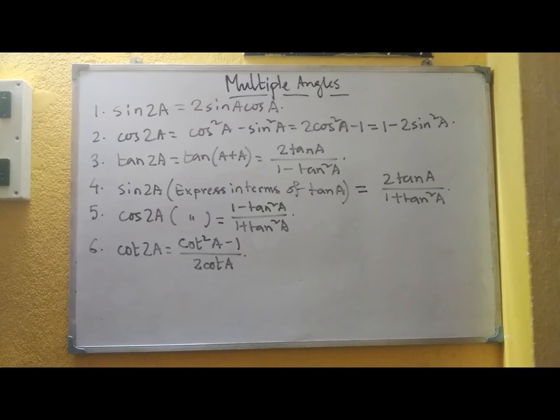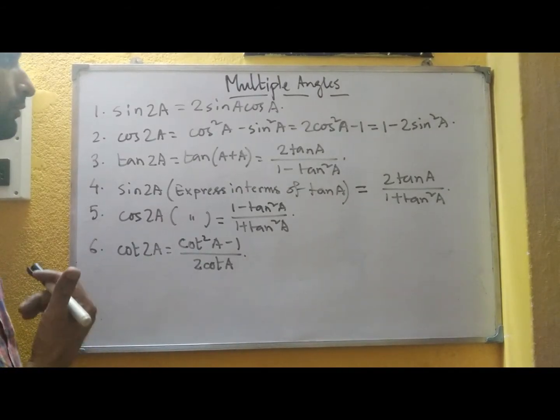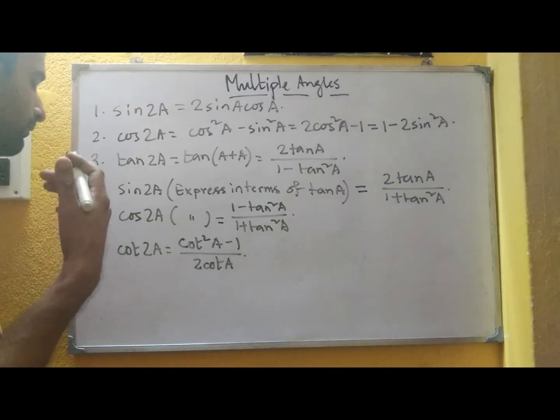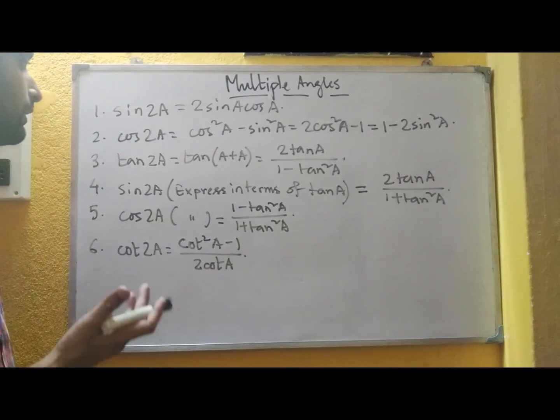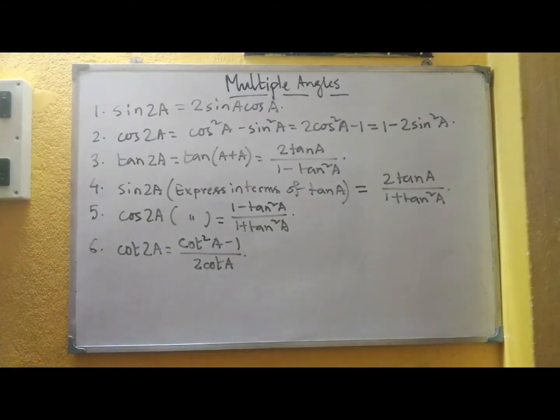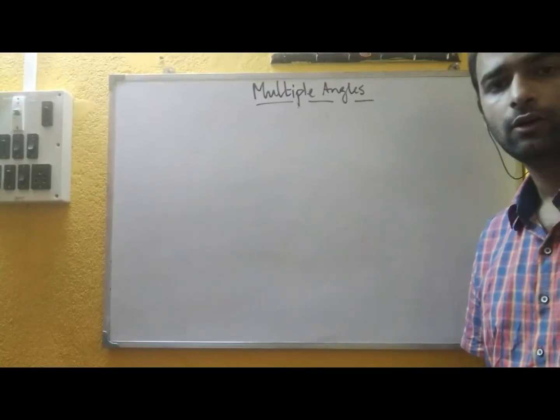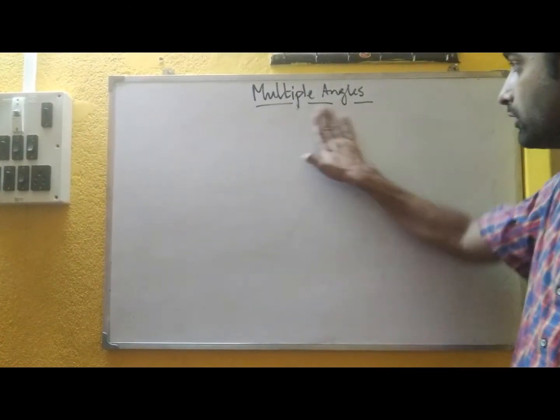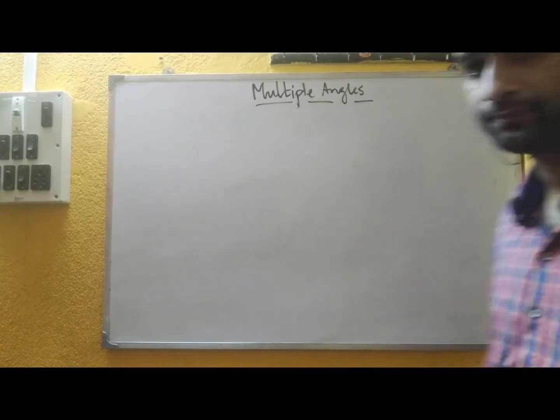So these are the formulas for the angle 2A. Next we will come to the formulas of the angle 3. Okay, so let us see. Remember the formulas very well, because these are going to be used in the formulas of the angle 3. Next we are coming to the formulas of the angle 3.